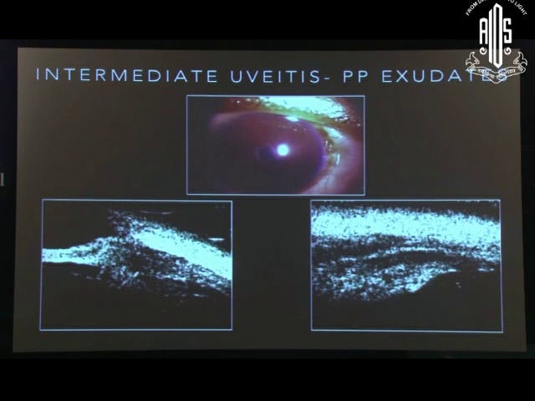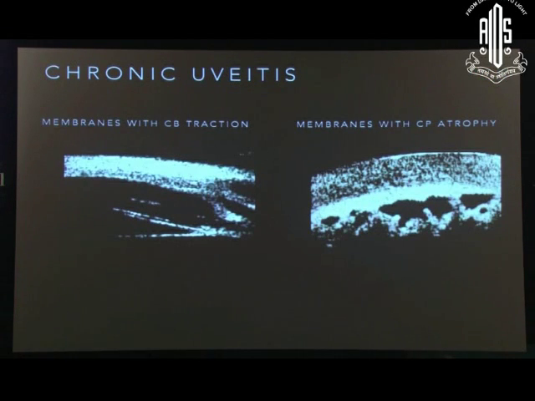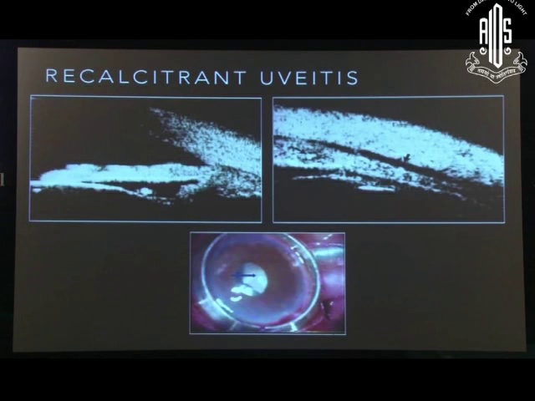Again, when you want to plan surgery for complicated cataract in eyes with intermediate uveitis and pupils like this, the presence of these mass lesions over the pars plana region indicates active inflammation and definitely not an indication for elective surgery. Whereas in chronic uveitis, you can get these membranes which pull on the ciliary processes, or sometimes ciliary body atrophy, which causes persistent hypotony.